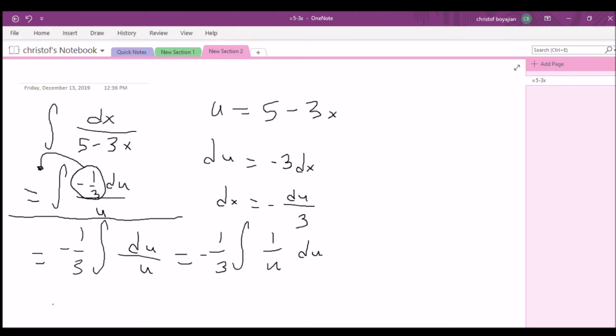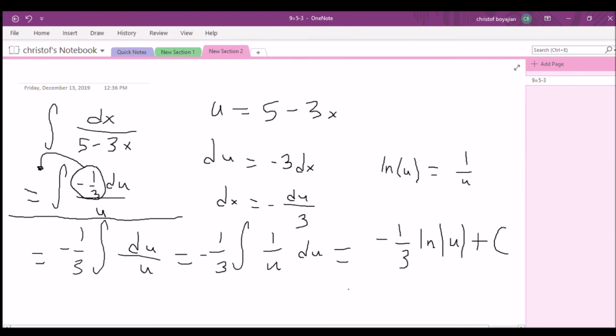So remember, the antiderivative of 1 over u is actually ln of u, right? Because the derivative of ln of a variable is just going to be 1 over that variable. So the antiderivative should be doing the opposite operation of that. So we're going to end up having negative 1/3 times ln of u. Now, I'm going to put absolute value brackets over here just because you can't evaluate the natural log of a negative. And then of course you want to put your plus c here, your constant. You don't want to forget about that.